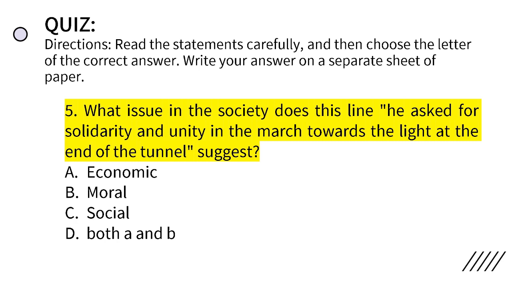Number 5. What issue in the society does this line suggest? He asked for solidarity and unity in the march towards the light at the end of the tunnel. A. Economic, B. Moral, C. Social, D. Both A and B. Very good. The answer is social again, letter C.